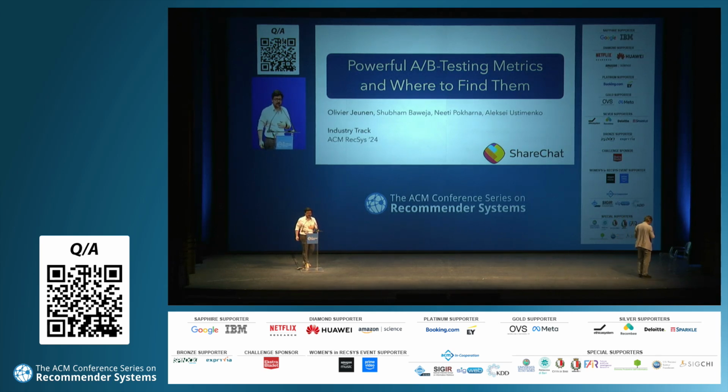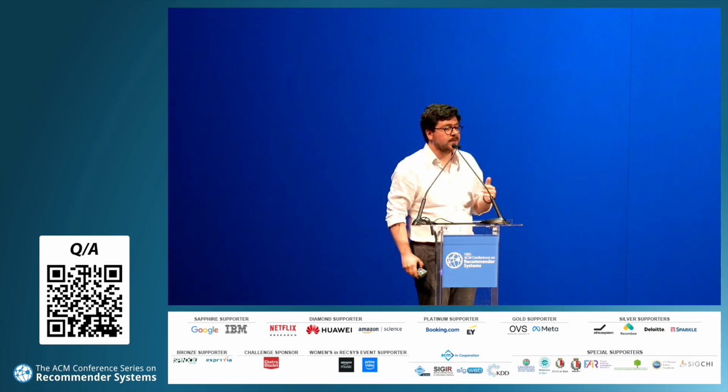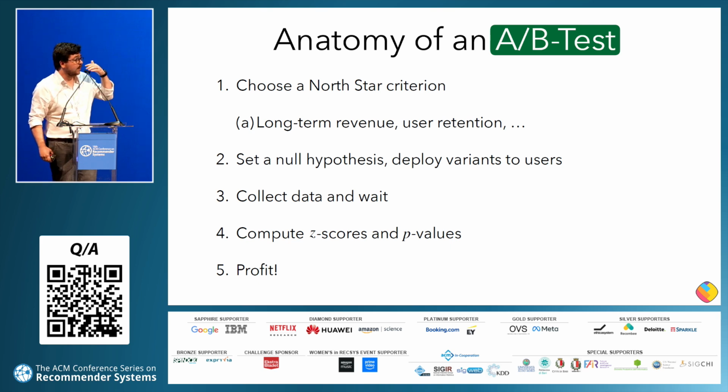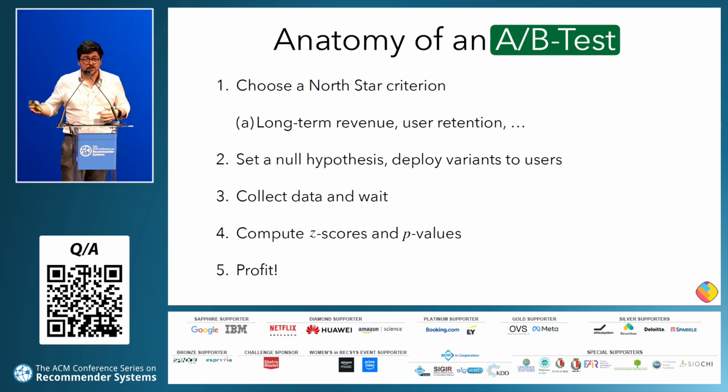Thanks. Yes, hello everyone. So I will be talking about what it looks like when you do an A/B test. Usually you first choose a certain North Star metric, which is the main thing that we care about as a business. This can be something like user retention or long-term revenue. Then we have a certain null hypothesis. We have our variants shipped in production. We wait a few weeks maybe. We have data. Then we can use that data to compute z-scores and p-values, and when the p-value is low, we profit, right?